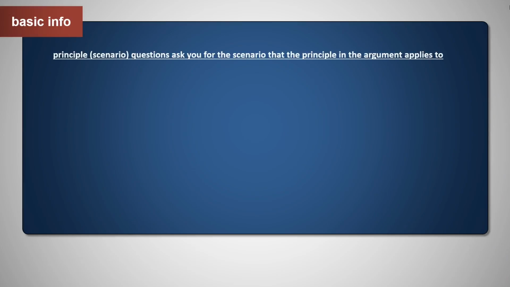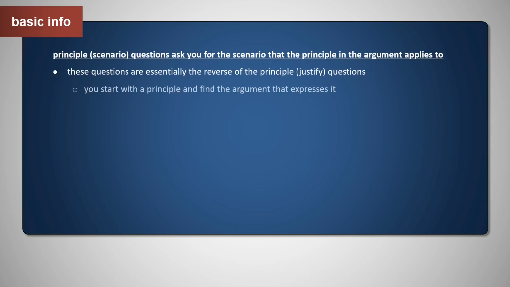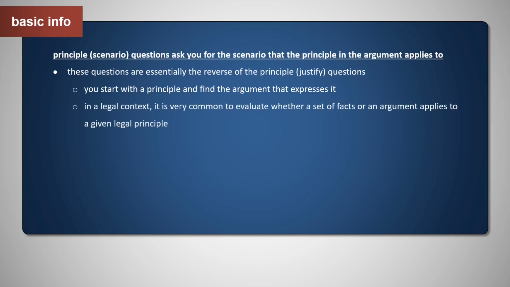Alright, so in terms of the basic information, principal scenario questions ask you for the scenario that the principle in the argument applies to. So these questions are essentially the reverse of the principle justify questions. You're going to start with a principle, and then you're going to find the argument that it applies to, or the argument that expresses that principle. Now, in a legal context, it's very common to evaluate whether a set of facts or an argument applies to a given legal principle. So that's the legal connection.